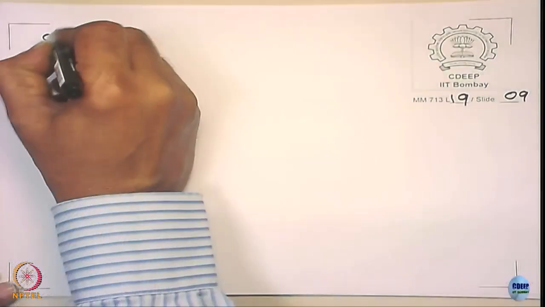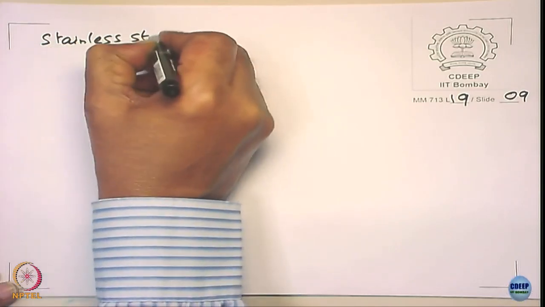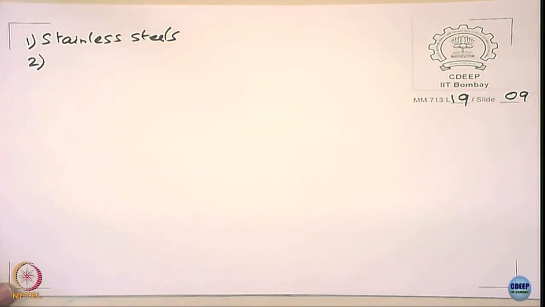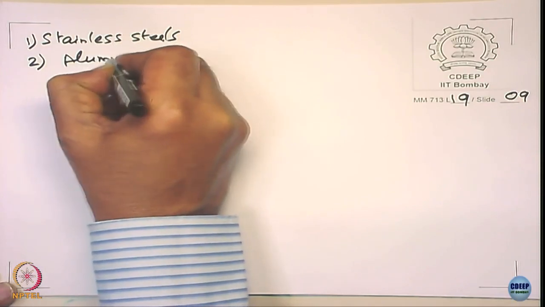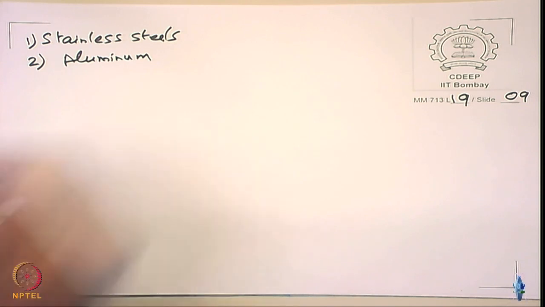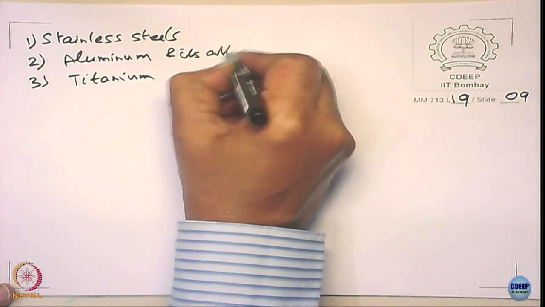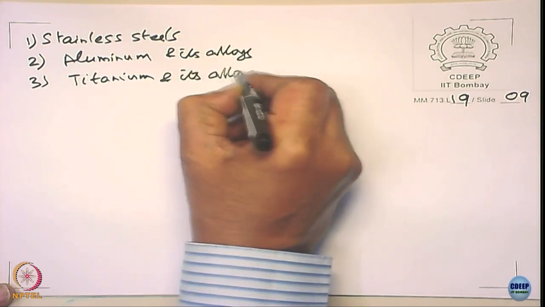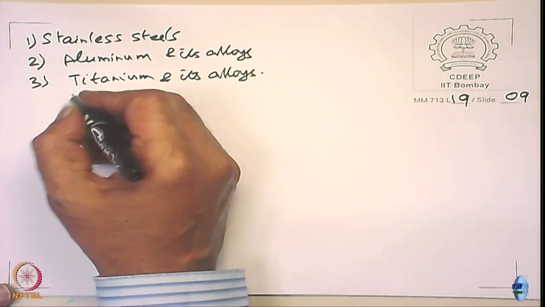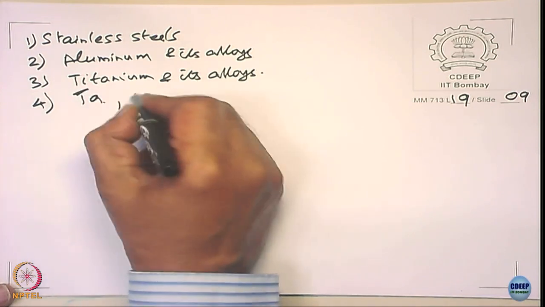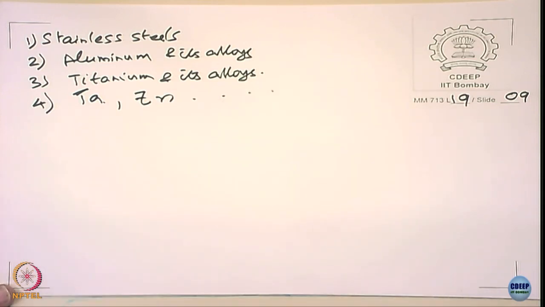What are the metals you know of which are passivating in a wide range of environments? Yeah, stainless steels, yes, then aluminum, titanium and its alloys. There are so many other metals, right? For example, you can have tantalum, zirconium, several metals which are passivating. It is also possible that you can passivate even pure iron at given pH conditions, right?